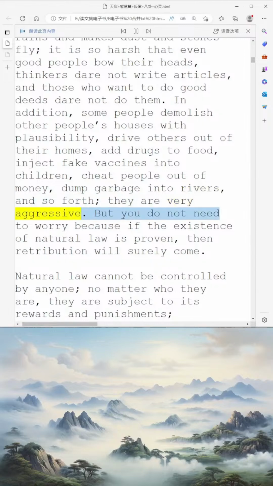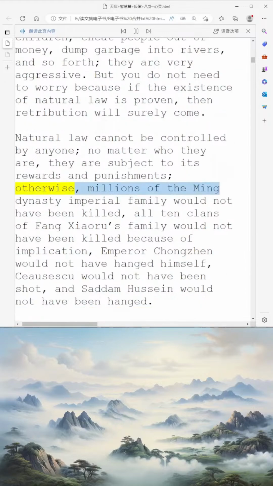They are very aggressive. But you do not need to worry, because if the existence of natural law is proven, then retribution will surely come. Natural law cannot be controlled by anyone. No matter who they are, they are subject to its rewards and punishments. Otherwise, millions of the Ming Dynasty imperial family would not have been killed. All 10 clans of Feng Xiaoru's family would not have been killed because of implication. Emperor Chongzhen would not have hanged himself. Ceausescu would not have been shot, and Saddam Hussein would not have been hanged.